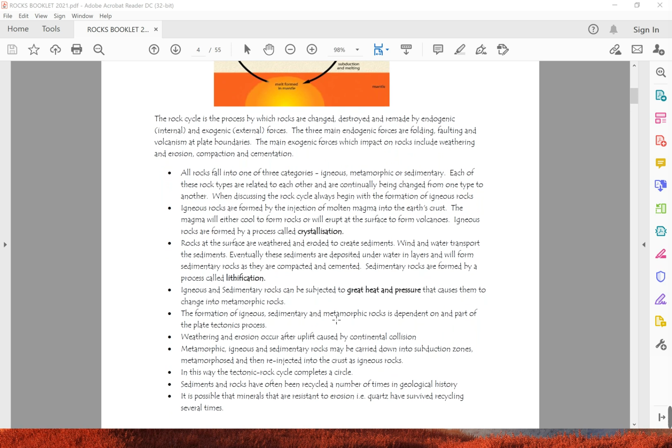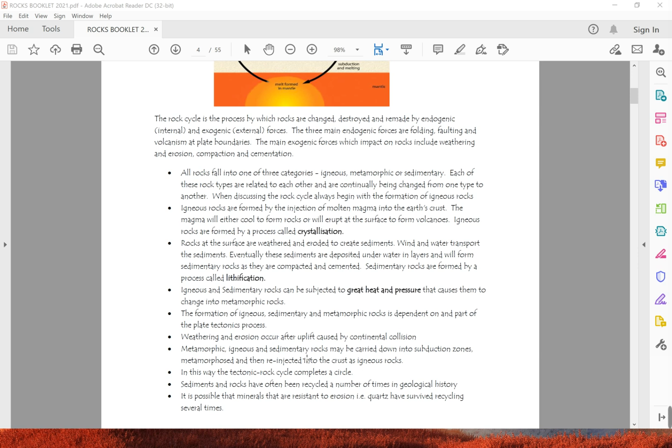Igneous and sedimentary rocks can be subjected to great heat and pressure that causes them to change into metamorphic rocks. The formation of igneous, sedimentary and metamorphic rocks is dependent on and part of the plate tectonics process. Weathering and erosion can occur after uplift caused by continental collision. So this means that if you've got a rock beneath the surface, like granite, if two continental plates collide, that rock can be pushed upwards and then it's found at the surface, and then it can be weathered and eroded.